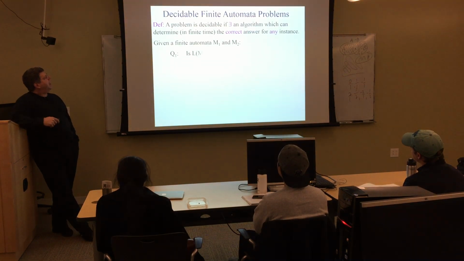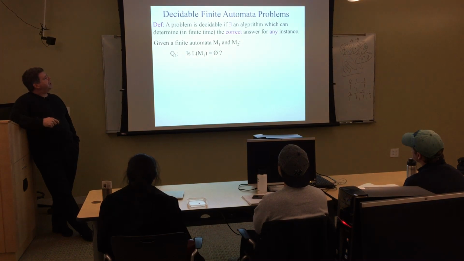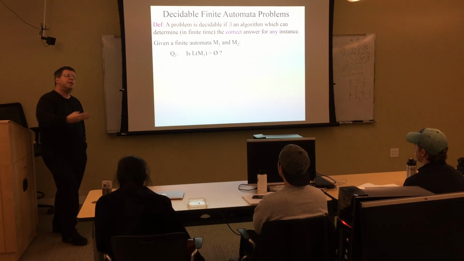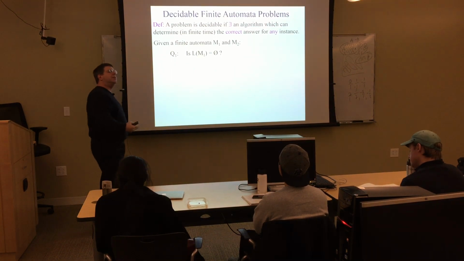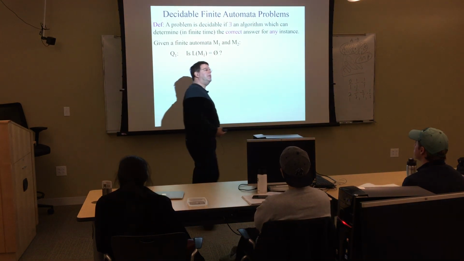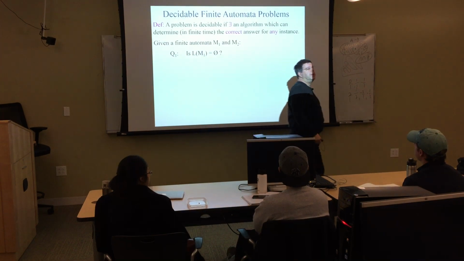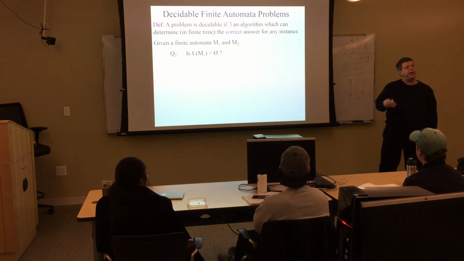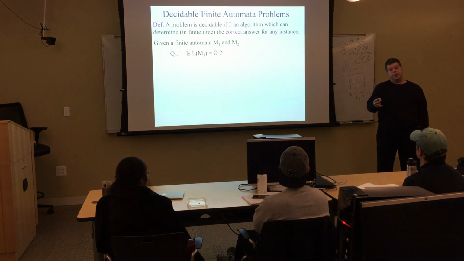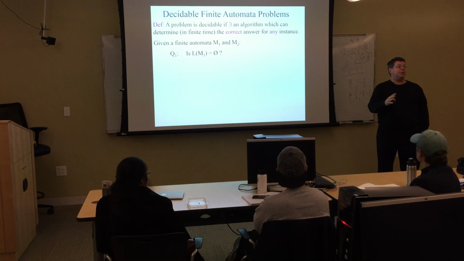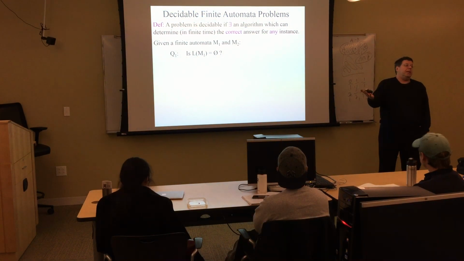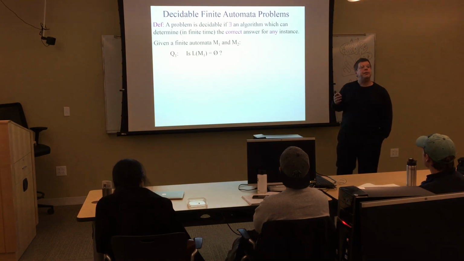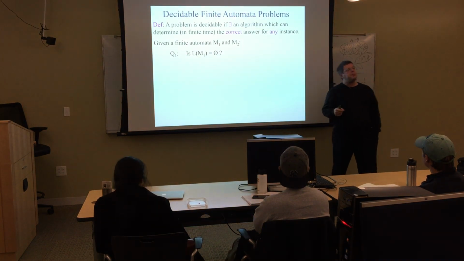So I'll give you two finite automata, M1 and M2, and I ask, is the language of the first one empty? I give you a finite automaton and ask, is its language empty? What's an algorithm to determine that? How can you tell me if its language is empty or not empty? This one is not hard. Certainly if there's no final state, the language can't have anything in it, because it can't accept anything. But is that enough? If there is a final state, must it accept some strings?